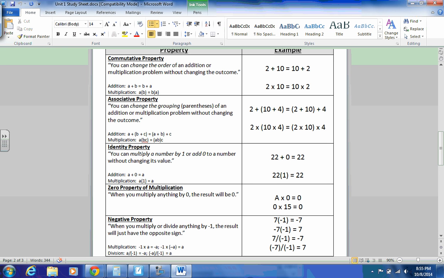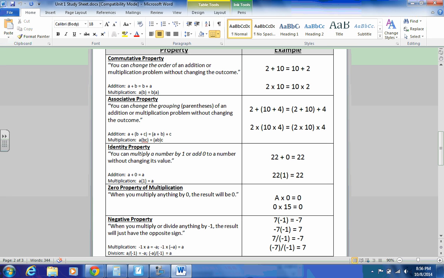That has to do with parentheses or grouping it. So the only thing that is changing is where you put the parentheses. So for right here, if we're looking at this example here, in this case it's 2 plus 10 plus 4. And it looks like in the second, it's also equal to moving the parentheses around the 2 and the 10 and leaving the 4 outside. Works the same for multiplication. So just changing where the parentheses are for addition or multiplication.